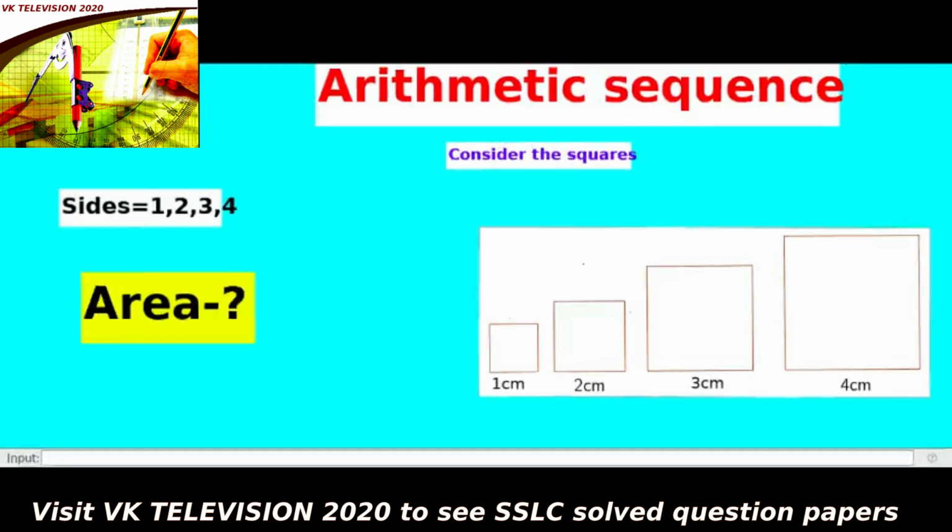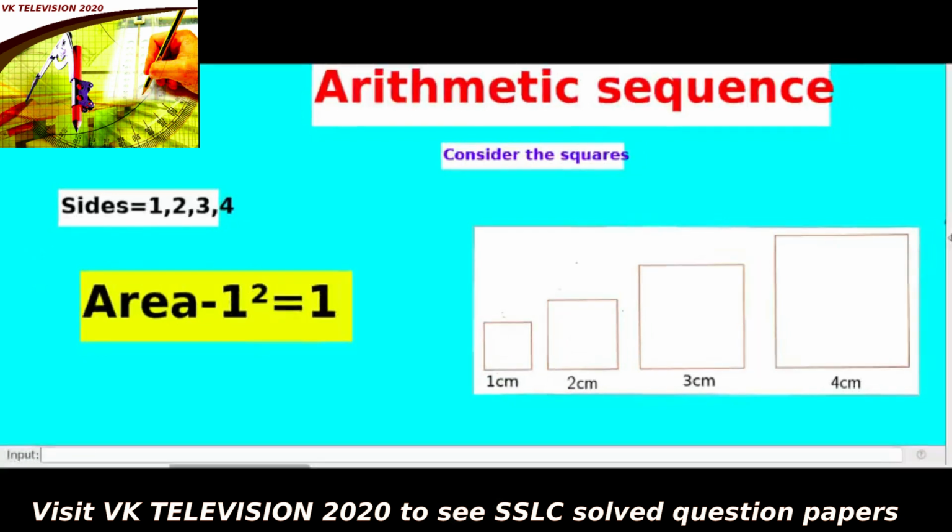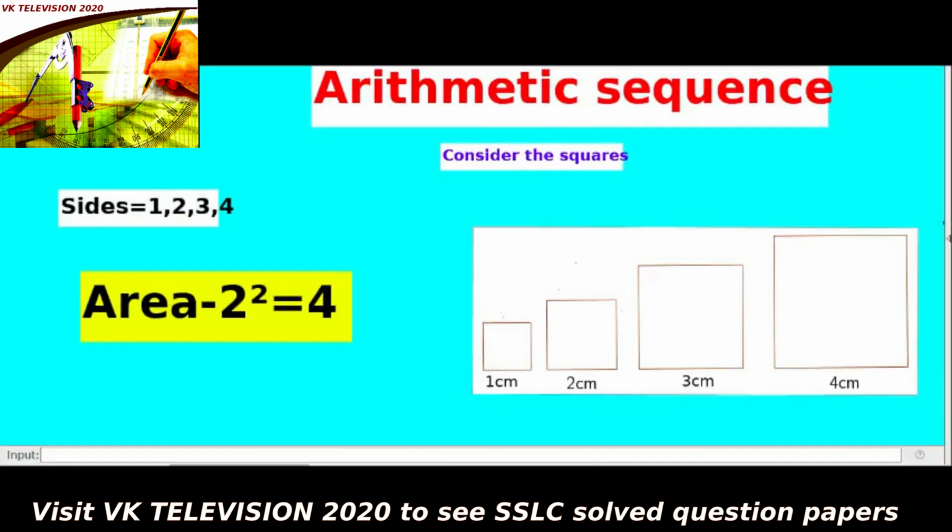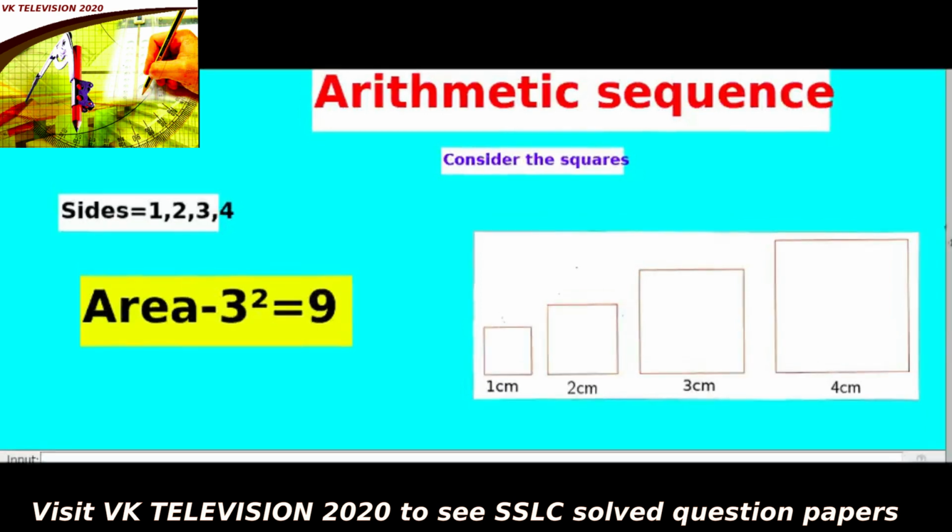Now we have to find out area of each of the squares. Area of the first one is side into side, that is 1 into 1, that is 1 square is equal to 1. What is the area of the second square? Area is equal to 2 square is equal to 2 into 2 is equal to 4. Now what is the area of the third square? 3 square is equal to 9.